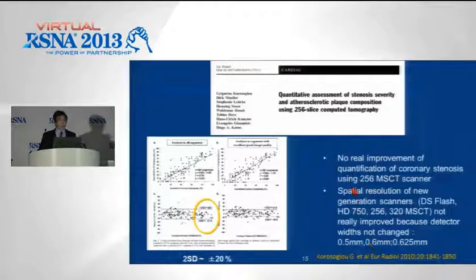So have we improved with all the new scanners? This is a paper on 256 scanners and quantification, and you can see the same thing. The two standard deviations are plus or minus 20%. So there's no real improvement of quantification of coronary stenosis using 256 scanners because the spatial resolution of all the new scanners from all the 4 vendors has not really improved, because the detector widths from the scanners have not changed since 64 slice. They're 0.5, 0.6, or 0.625.